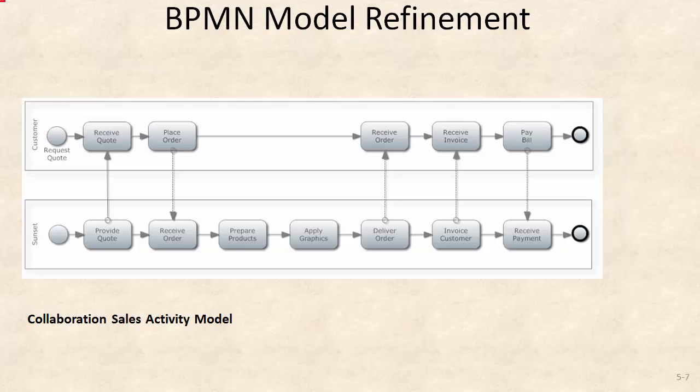Next, we're going to refine our activity model, in this case by showing 2 pools, one for Sunset and one for the customer. The process still starts with requesting a quote.